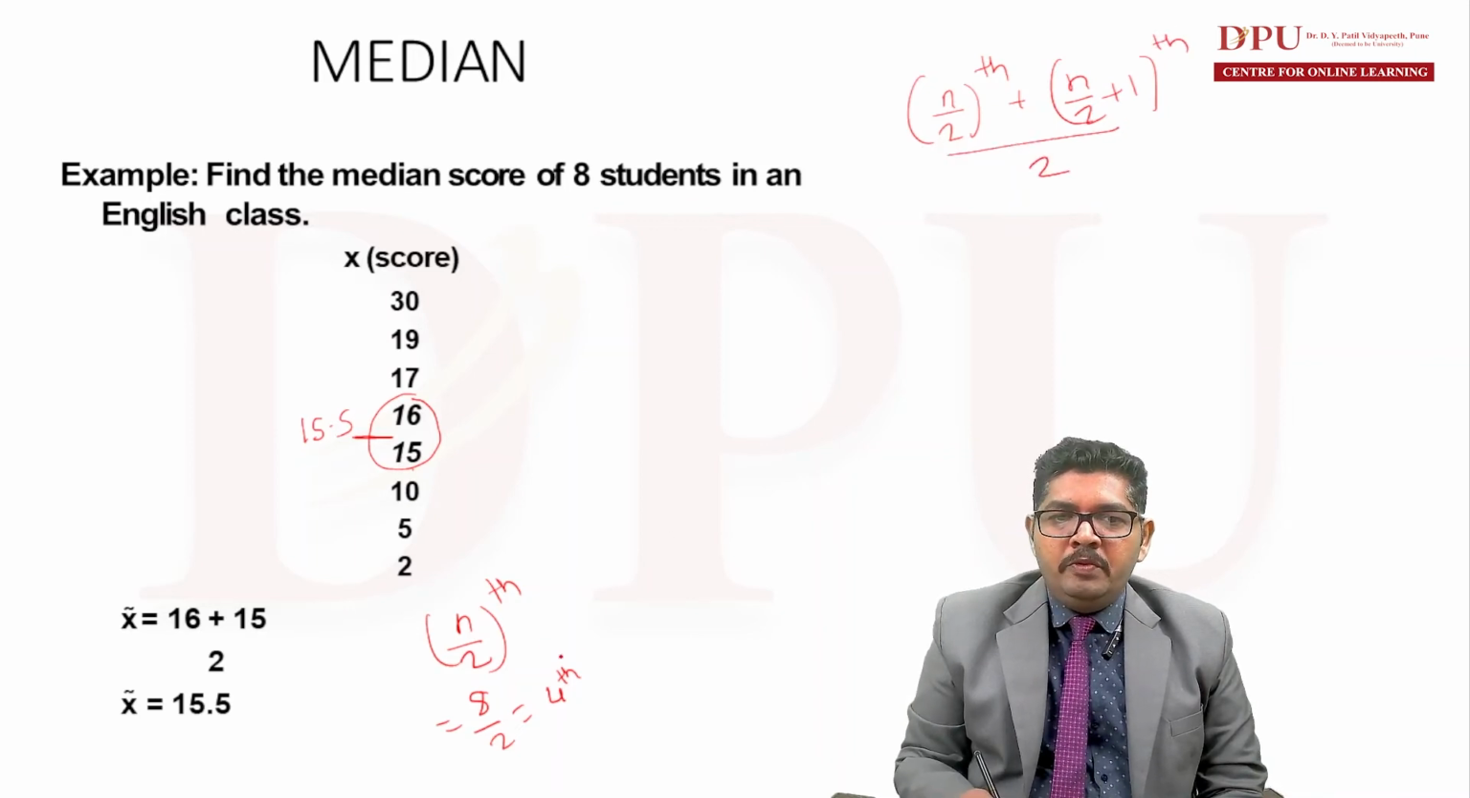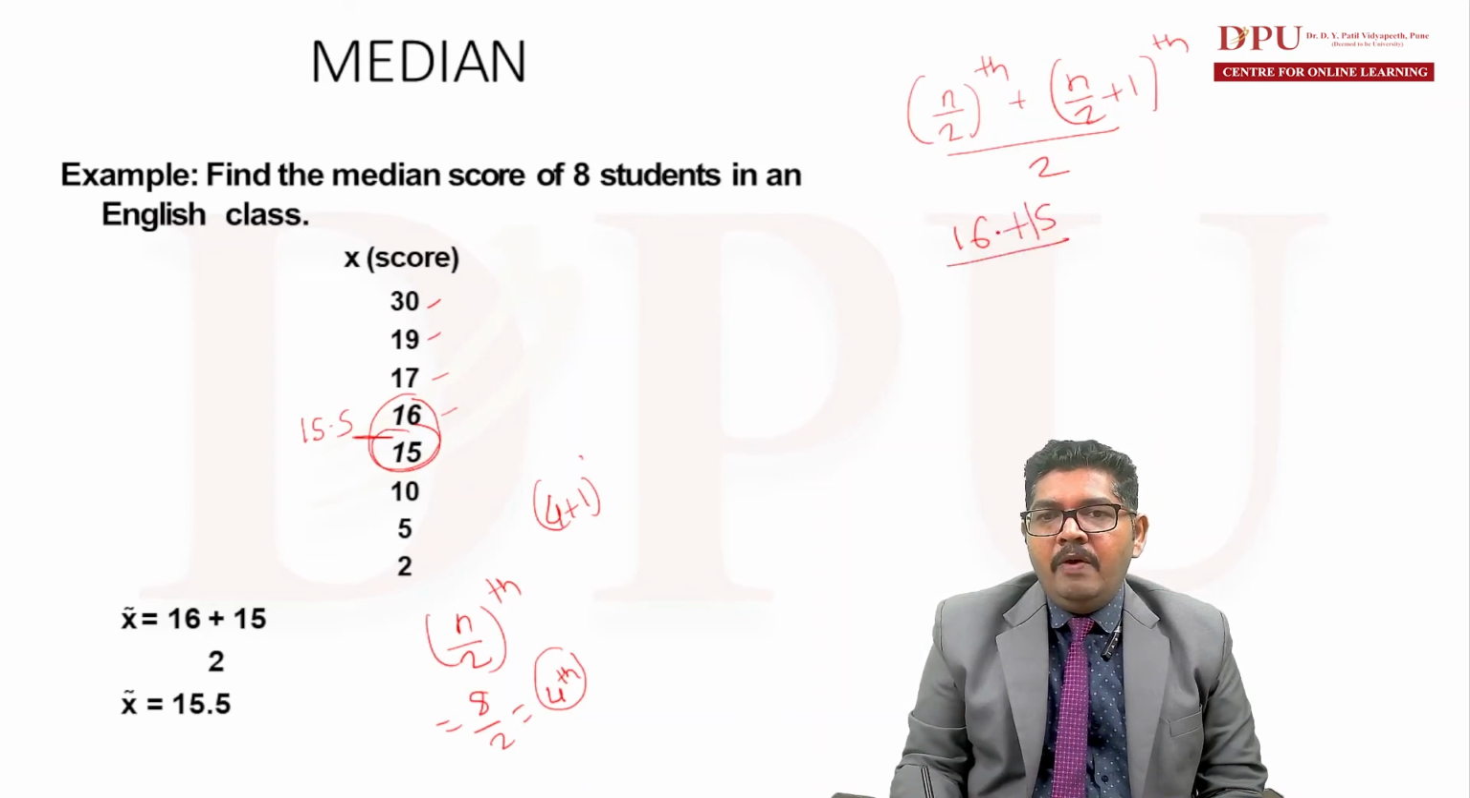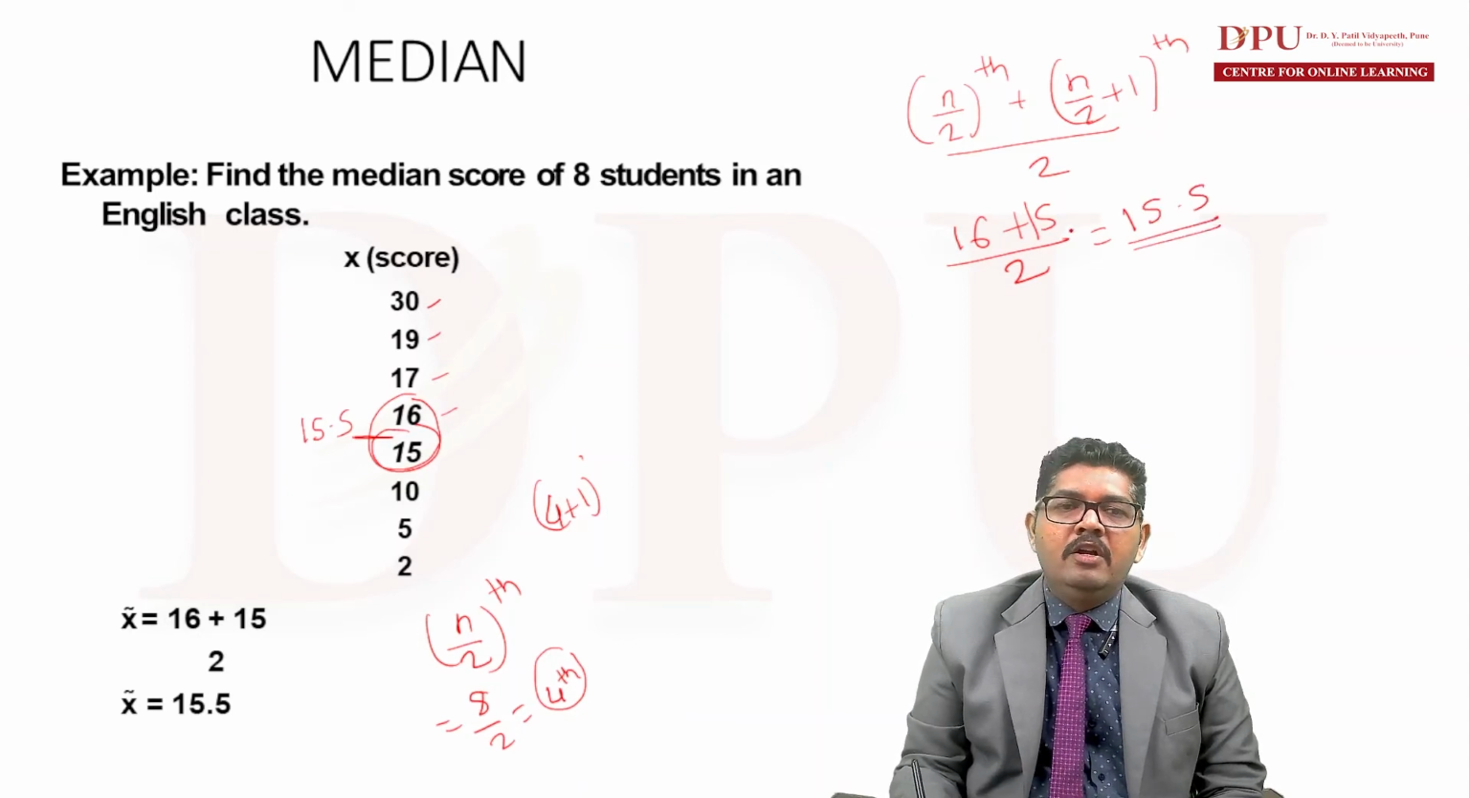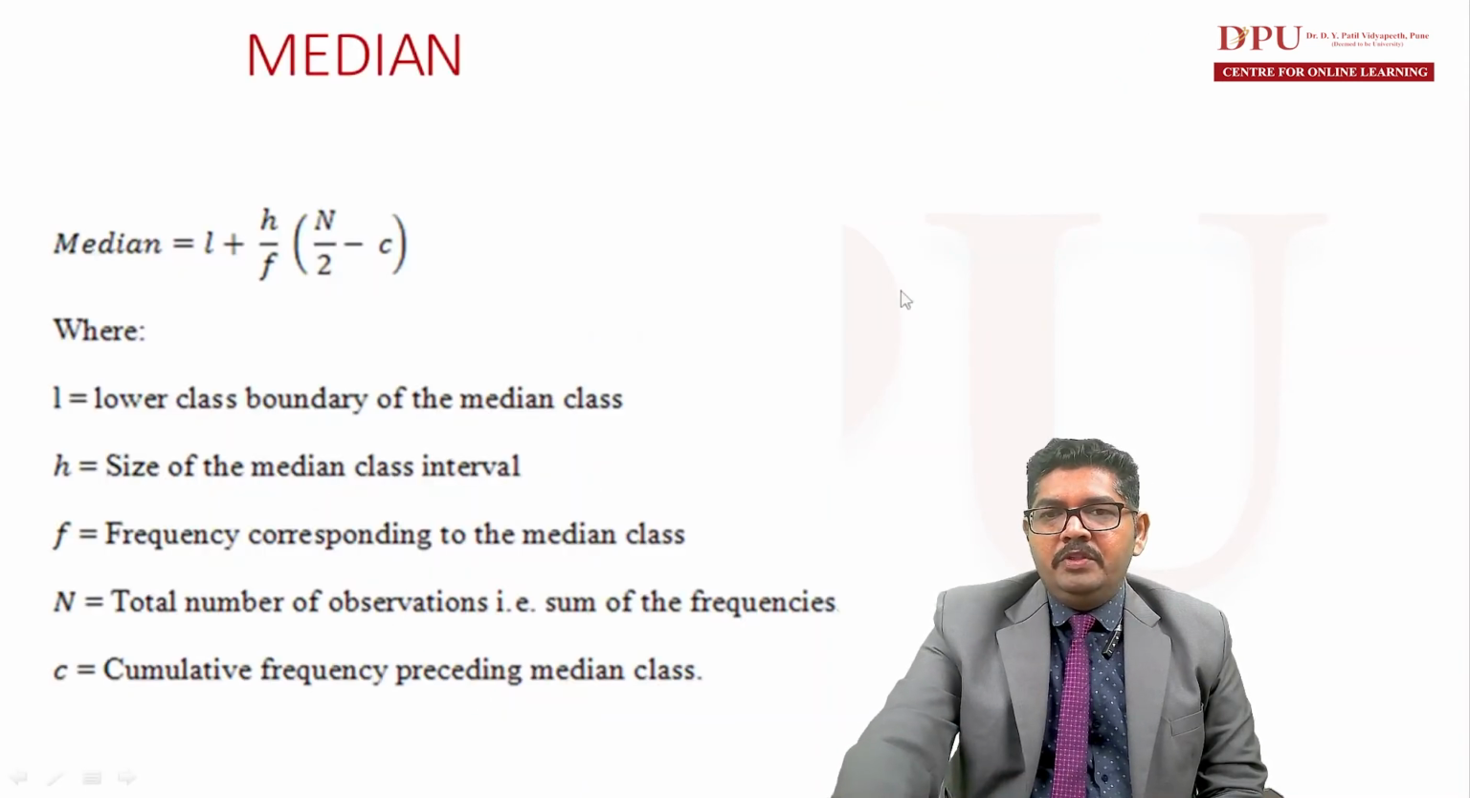Now the n/2th observation is the 4th observation, which is 16. Then the n/2 plus 1th observation: n/2 is 4, 4 plus 1 is 5, so the 5th observation is 15. We take 15 here, and the average of these is equal to 15.5. So this is how we calculate the median for individual data for an even number of observations.